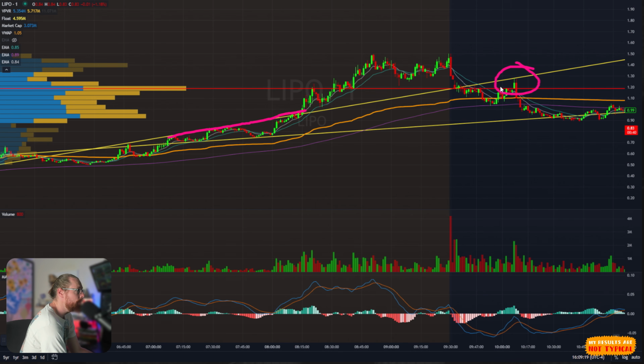Because there's traders, no doubt, who bought right into this level, and then what does it do? It rejects.